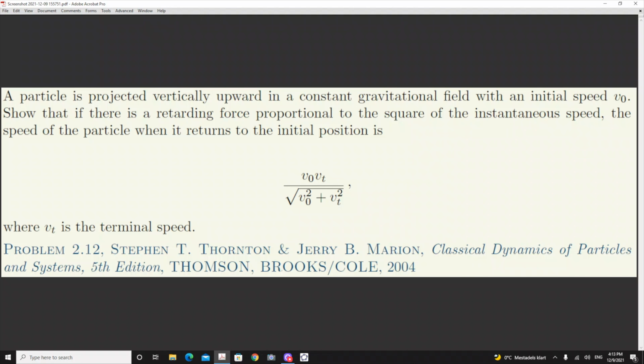A particle is projected vertically upward in a constant gravitational field with an initial speed v0. Show that if there is a retarding force proportional to the square of the instantaneous speed, the speed of the particle when it returns to the initial position is v0 times v sub t divided by the square root of v0 squared plus v sub t squared, where v sub t is the terminal speed. It would be a good idea to pause the video at this point and try to solve the problem yourself first.